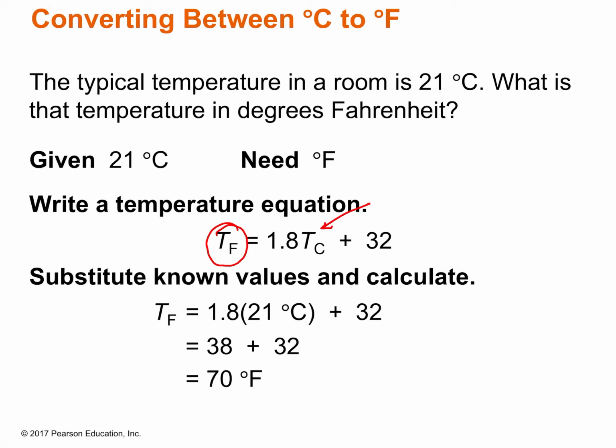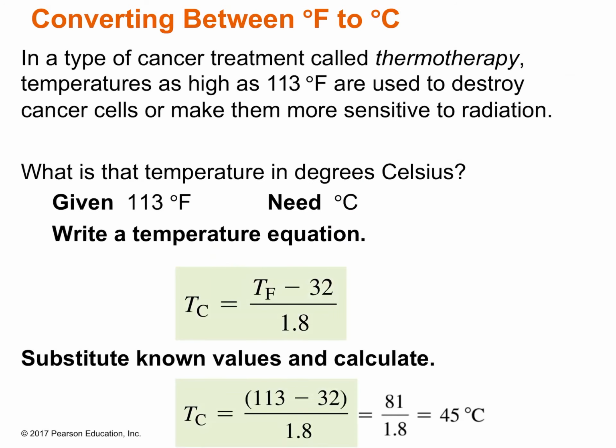So we'll do 1.8 times 21. Make sure you put equals on that or solve for it first before you add 32. Otherwise, it may do your math out of order. So 1.8 times 21 gets us 38, and then if we add 32, we will get 70. So that's a good room temperature, 21 degrees Celsius, and that's typically the temperature that we have in the lab.